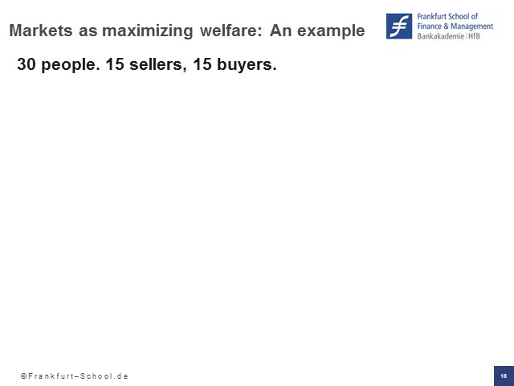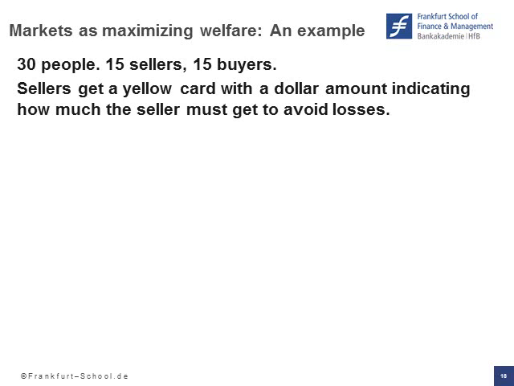Imagine 30 people, 15 sellers and 15 buyers. The sellers get a yellow card with a dollar amount in their hand, indicating how much the seller must get to avoid losses. So if you have the yellow card and it shows, say, 5, then you must get at least 5 units to avoid a loss. You might demand, say, 7 to make a little profit, namely 2 units, if you sell your yellow card with a 5 on it for 7 units.